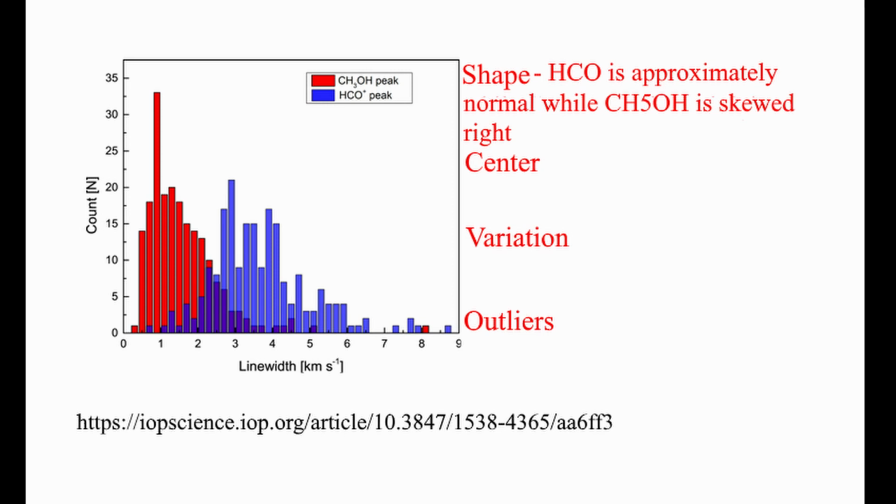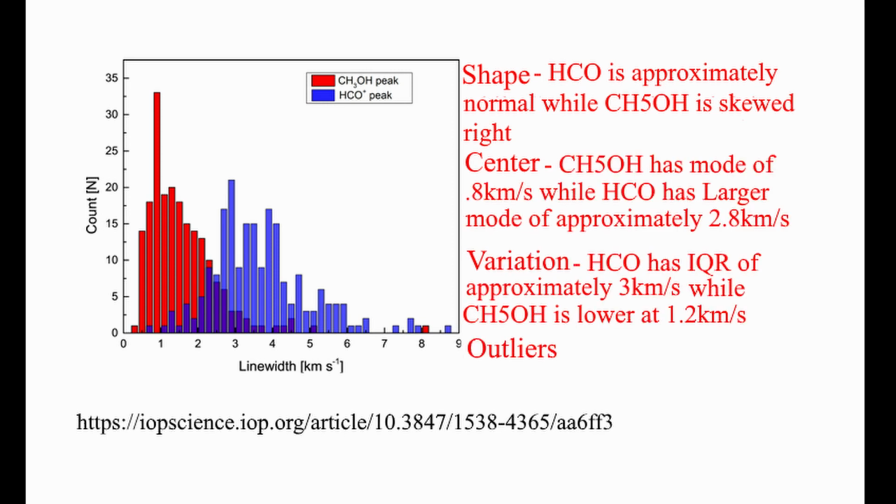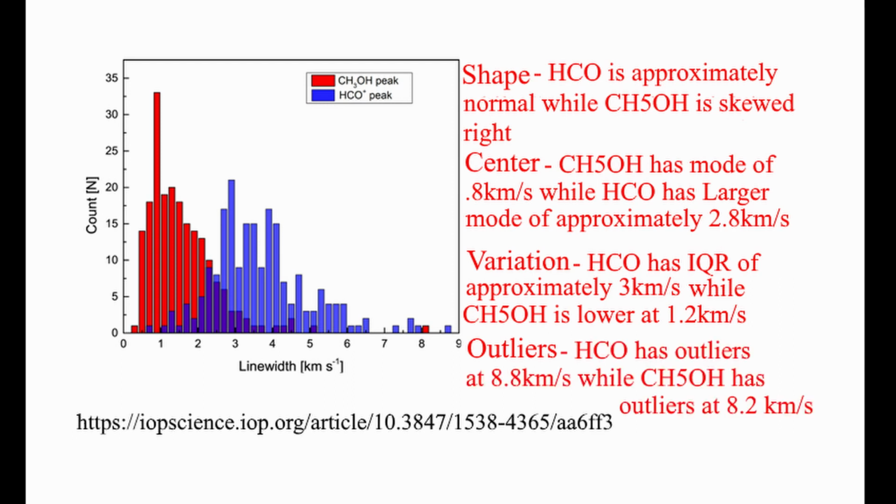To describe variation, we must compare either the range, IQR, or standard deviation. The IQR of HCO is approximately 3 km per second, while the IQR of CH5OH is much lower, at approximately 1.2 km per second. For outliers, you must test to see which points count as outliers by taking 1.5 times the IQR away from Q3 and Q1, and then list what the outliers are. HCO has outliers at 8.8 km per second, and CH5OH has outliers at 8.2 kilometers per second.